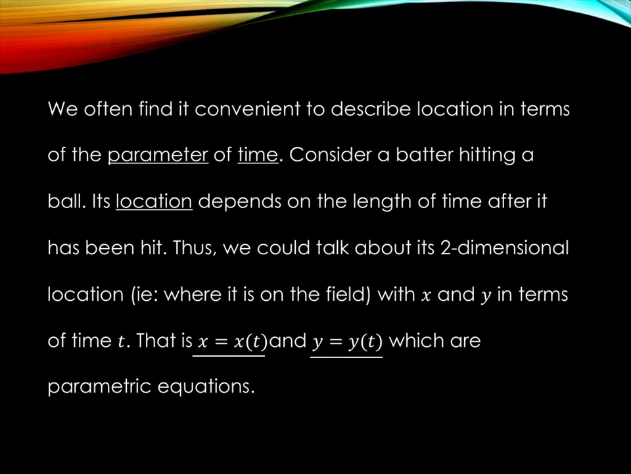Consider a batter hitting a ball. Its location depends on the length of time after it's been hit. Thus, we could talk about its two-dimensional location, where it is on the field, so not the third dimension of the height off the field, but where it is in a two-dimensional sense, in terms of x and y, in terms of time. That is, there's an equation where x is dependent upon time, so x is x of t, and there's an equation for y is y of t. And these are called parametric equations.